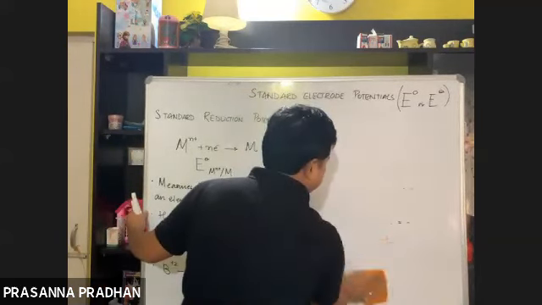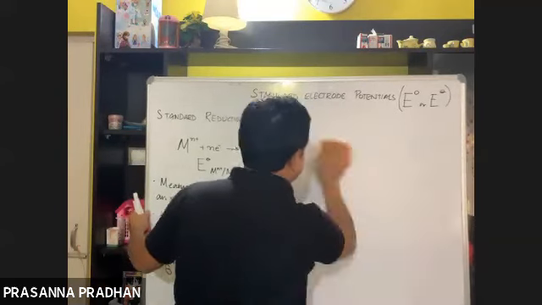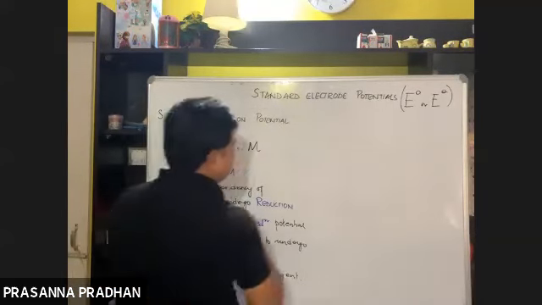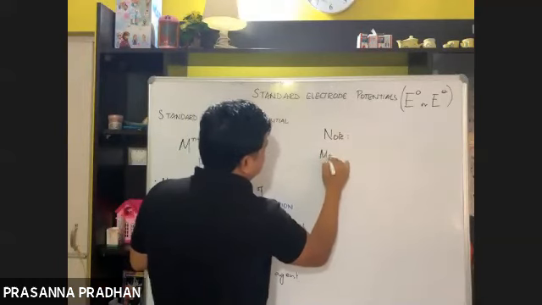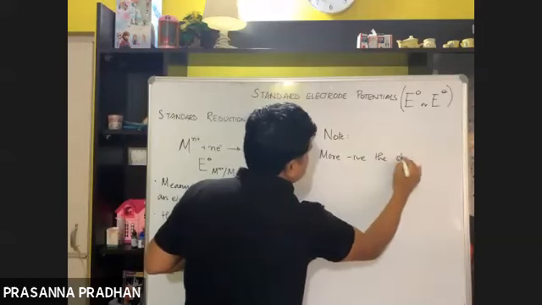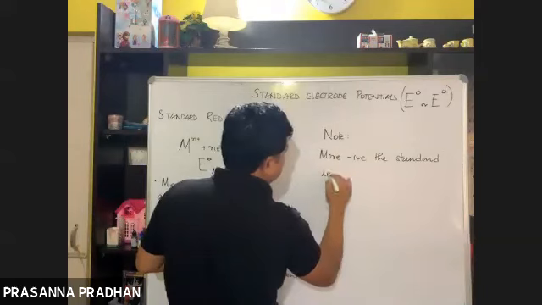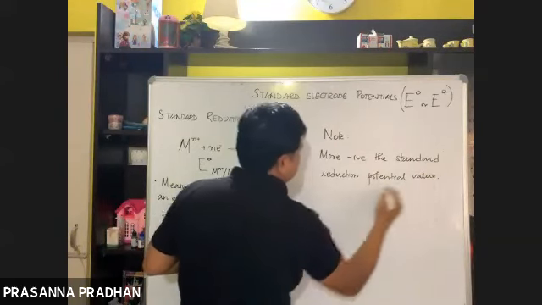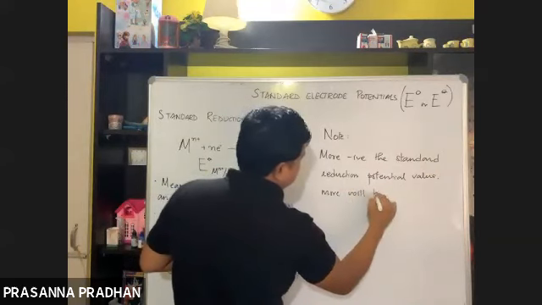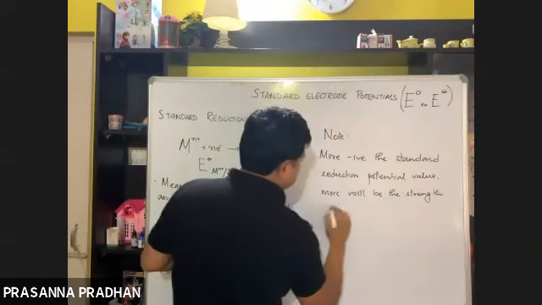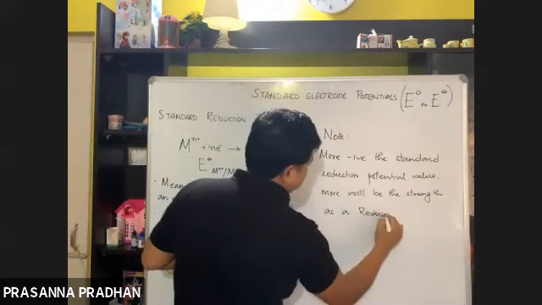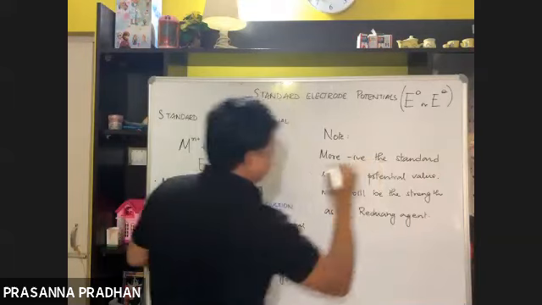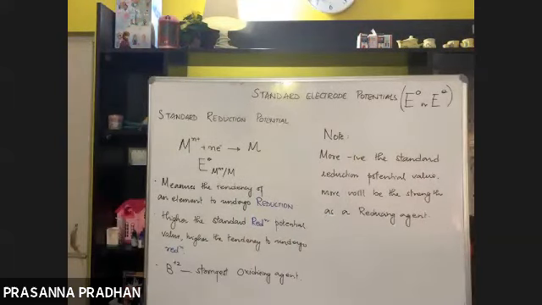So write it down. More negative the value of standard reduction potential, greater will be the strength as a reducing agent.